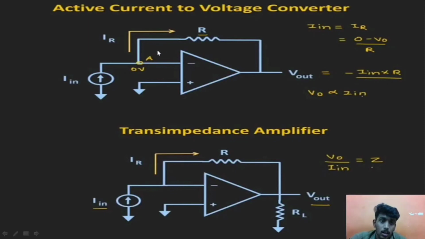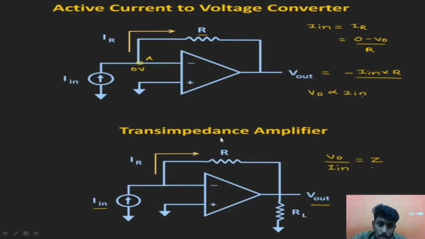IR is the current passing through the resistance. IN is equal to IR. We apply KCL on it. 0 minus V naught, where V is equal to IR, the formula we have applied. V naught is equal to minus IN into R. Sorry, V naught is directly proportional to IN. This indicates that V naught is directly proportional to the input current, which is how the active current to voltage converter works.